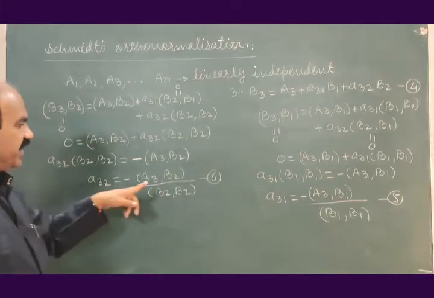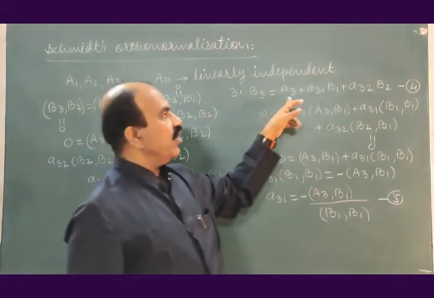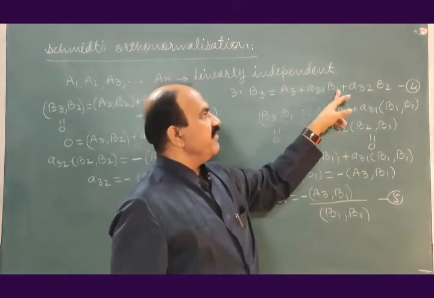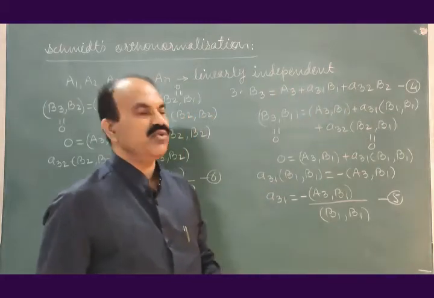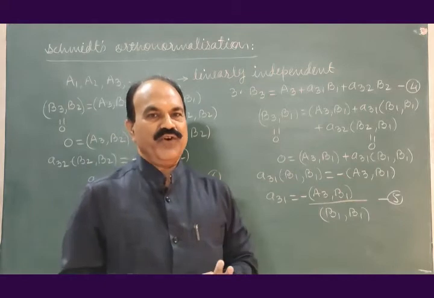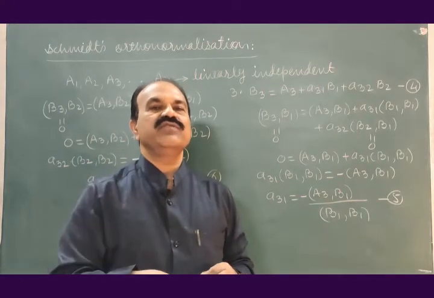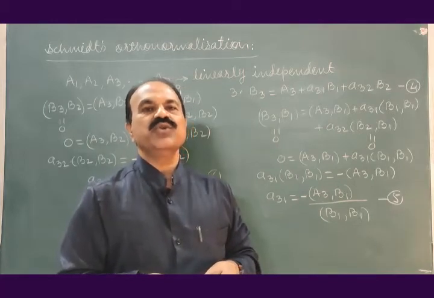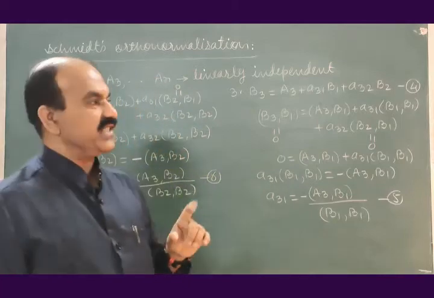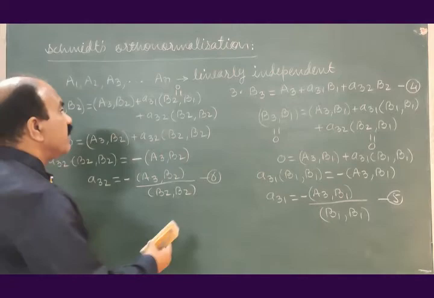a31 known, a32 known, put values here and here. Now all quantities on this side are known. a3, a31, b1, a32, b2 all are known, and so b3 can be easily found. And what is this b3? The third member of a set of n number of orthogonal or orthonormal vectors. Step number 3. Then let us go for step number 4.